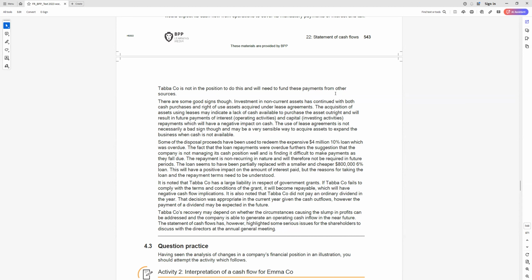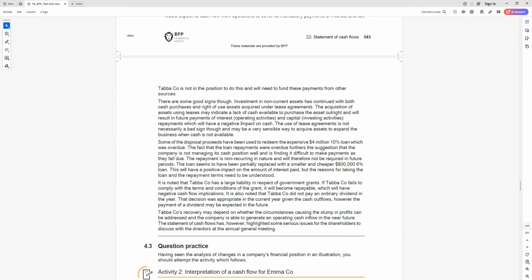These are some good signs though. Investment in non-current assets has continued, with both cash purchase and right-of-use assets acquired under a lease agreement. The acquisition of assets using leases may indicate a lack of cash available to purchase assets outright and will result in future payment of interest and capital repayment, which will have a negative impact on the cash. Definitely, if we have investment in non-current assets, obviously in future we will not be able to sell more.